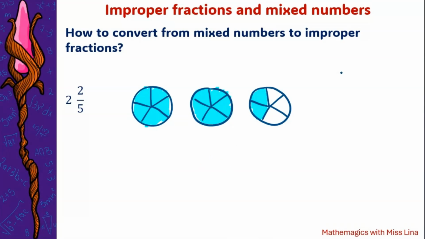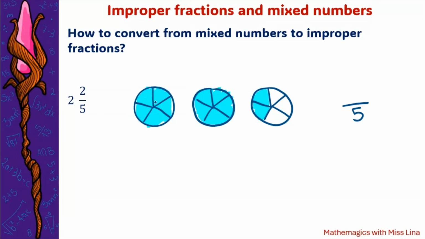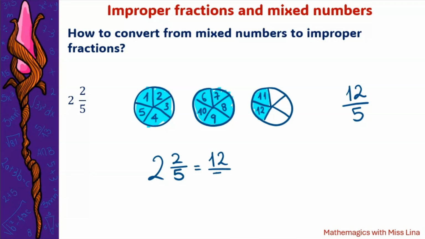So we can basically count how many fifths we have here. So the denominator is again going to be 5. Always the denominator is the same because the amount of slices that we take from the pizza, they are the same. Then what we need to do is to count how many fifths we have in this case. Let's see. 12 fifths. So that means this is equal to 12 fifths. So one more time, we have 2 wholes and 2/5 is equal to 12 fifths.